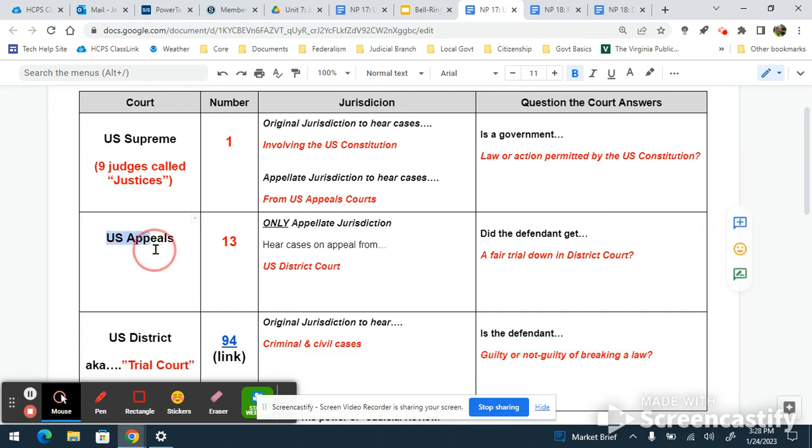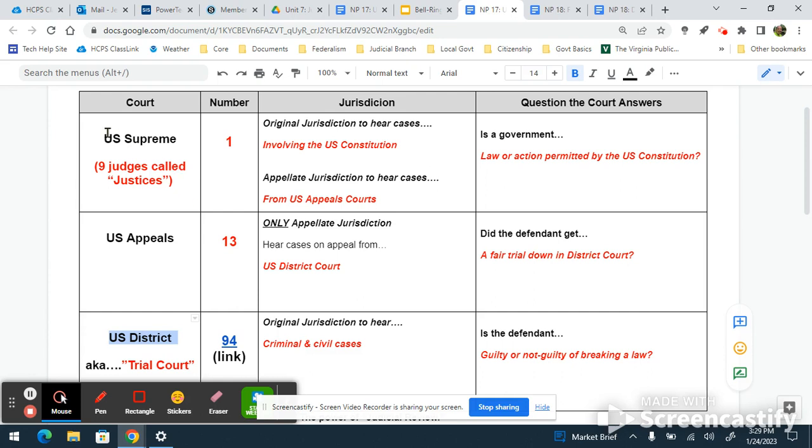One step up from district are the United States appeals courts. There are only 13 of them scattered across the United States. And the question that the appeals court answers is very, very different. You'll learn more about it later in the unit. But the question of the appeals court is, did the defendant actually get a fair trial down in the district court?